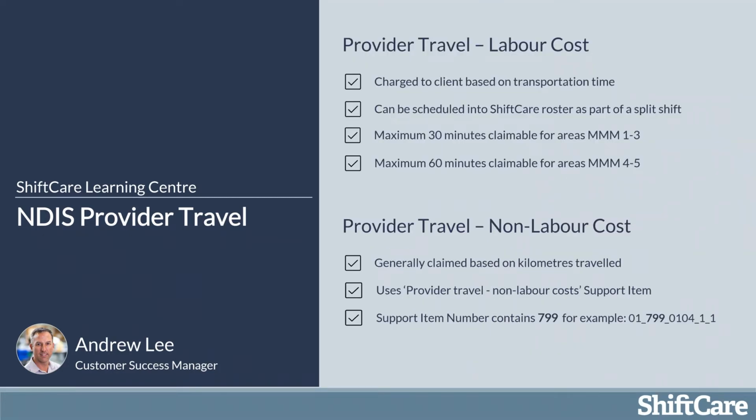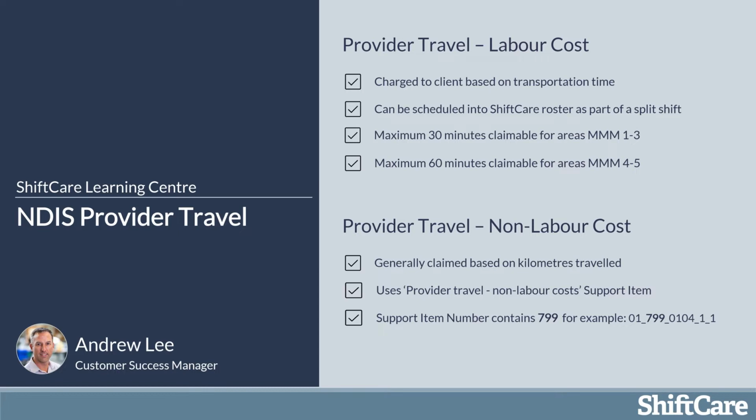There's two different types of provider travel that you can use. There's a labour cost component where you charge the client based on transportation time. Generally, this is scheduled into ShiftCare as part of a split shift. So you might have half an hour of travel time, then you'll move into the shift, and then you'll have a final half an hour at the end of the shift for additional travel time.